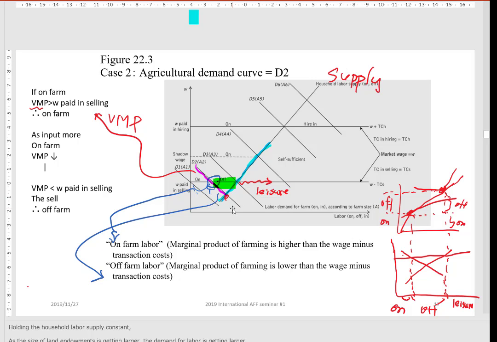Holding the same household labor supply, for the D2 household, this is the demand curve. At this intersection, you can see the intersection in here.